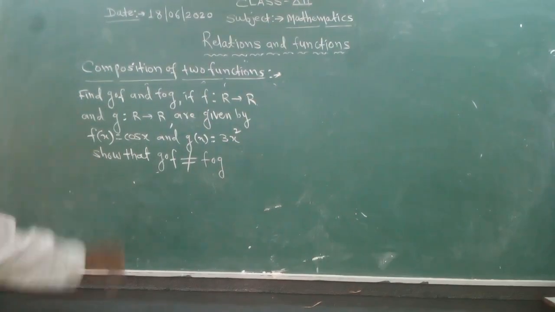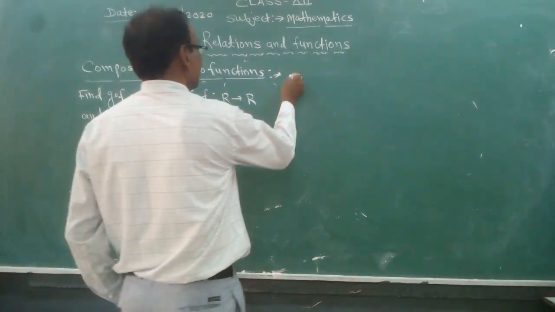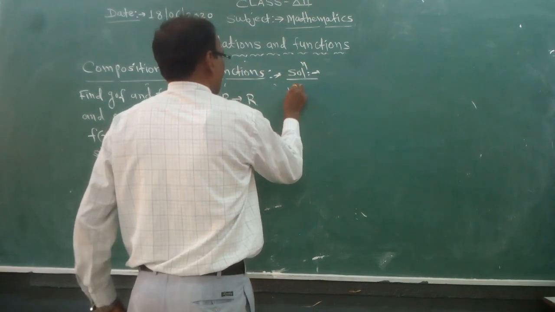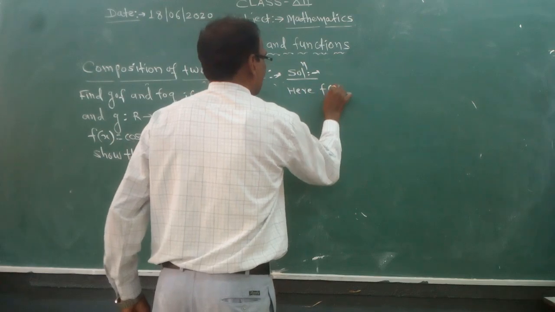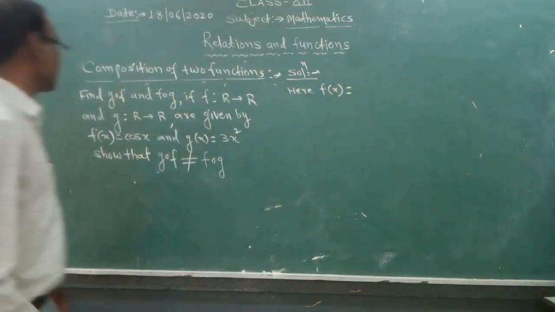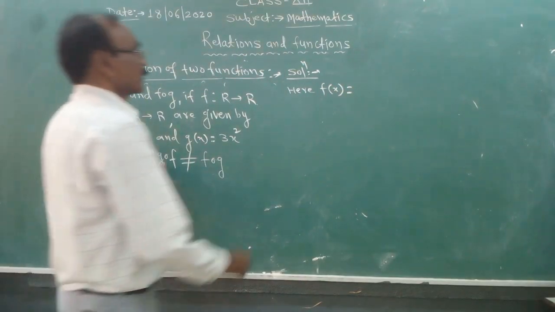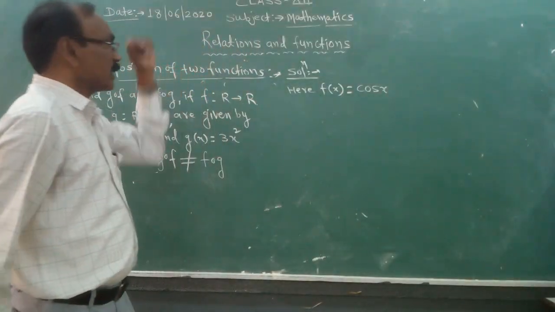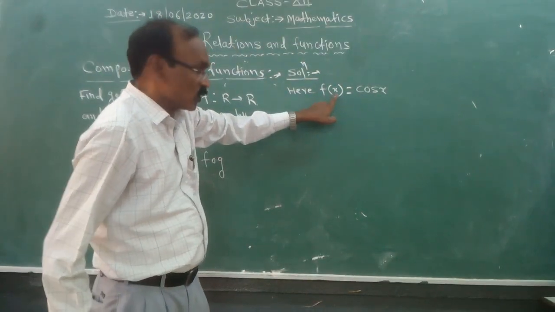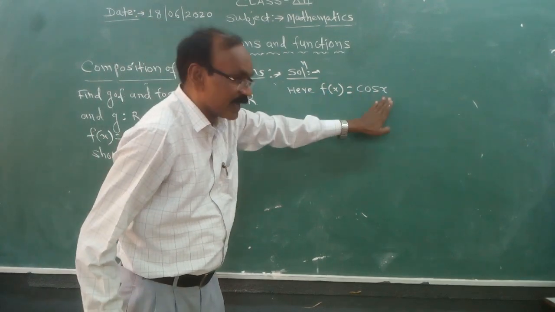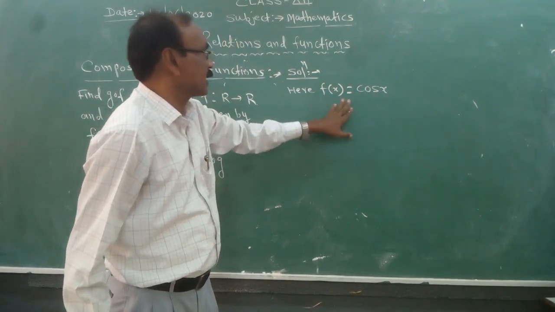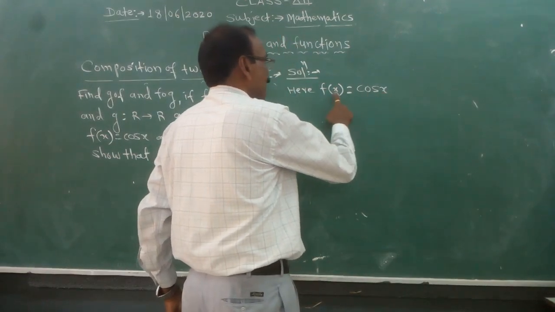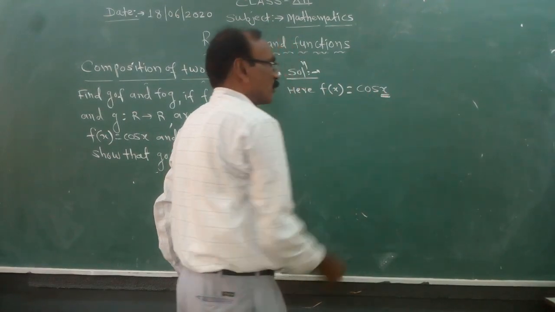First of all, take two functions here. f of x is cos x. With this function, if I put here x, the range becomes cos x. If y is here, then y will be there. x will be replaced by y.